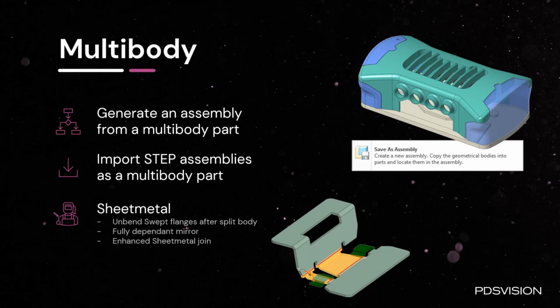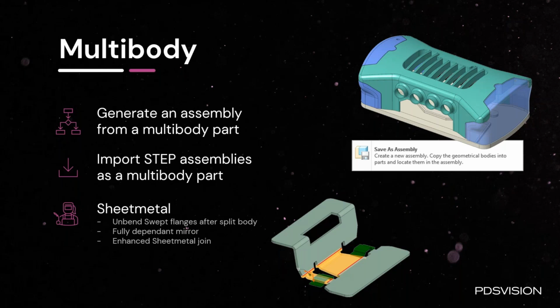Multi-body support in sheet metal has also been improved. With Creo 12, we've enhanced the robustness for complex modeling scenarios. So you can now perform operations like splitting a body. This is actually quite a niche one, but if you have a swept flange along a curved trajectory, in previous versions, if you were to split that body, we'd struggle to flatten out both sides of that split body. Creo 12 can now handle those sorts of scenarios.